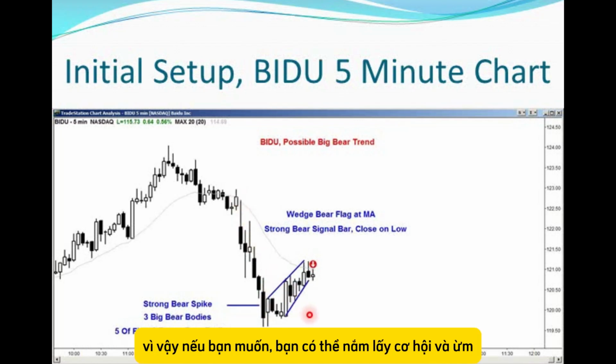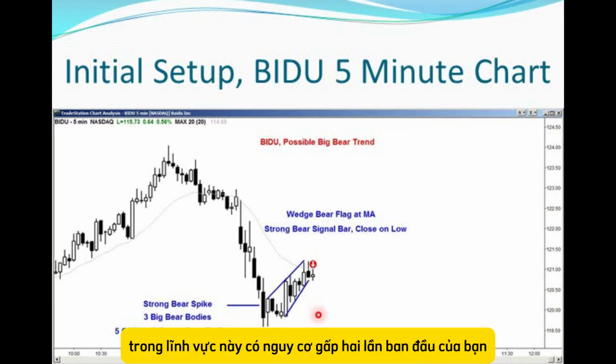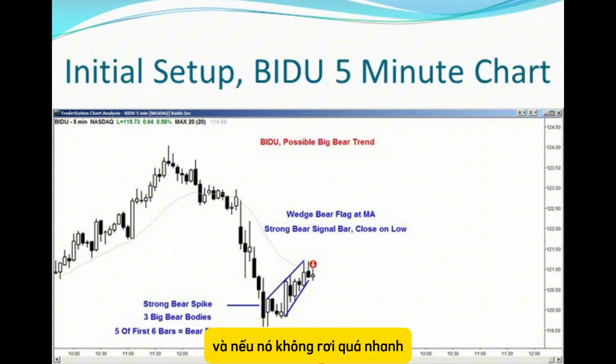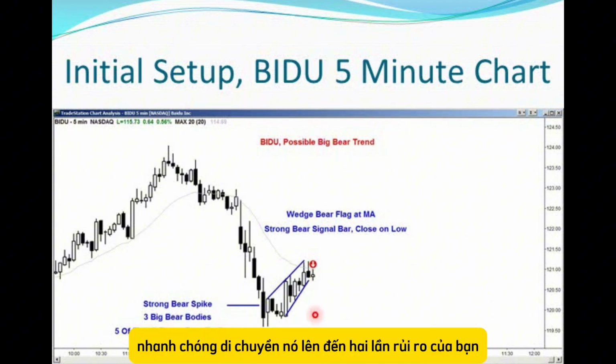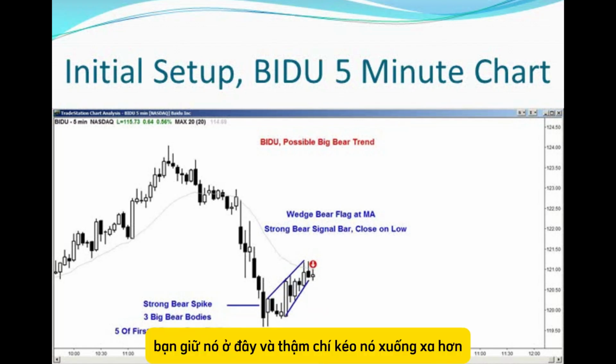So if you wanted to, you could take a chance and not put a profit-taking limit order in this area at 2 times your initial risk. Instead, put it down here or off the screen and wait to see how the market behaves. And if it's not falling too quickly, move it up to 2 times your risk. If it's collapsing, you keep it down here and even drag it down further.